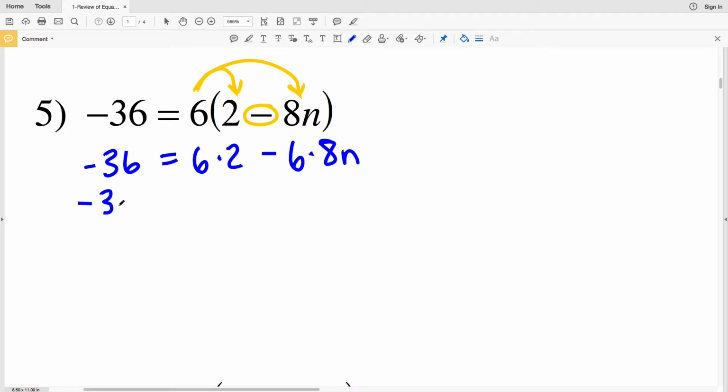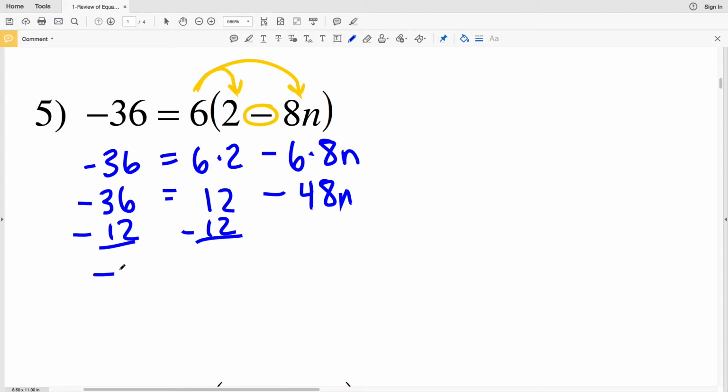Working out the math, we'll have negative 36 on the left, and that's equal to 6 times 2, which is 12, minus 6 times 8n, which is 48n. Remember, I want to isolate this n, and in order to do that, I need to isolate the term that contains the n. So I'm going to move the 12 to the other side, so I'm going to subtract 12 from both sides, and I'm going to get negative 48, since negative 36 minus 12 is equal to negative 48. That's going to be equal to a negative 48n.